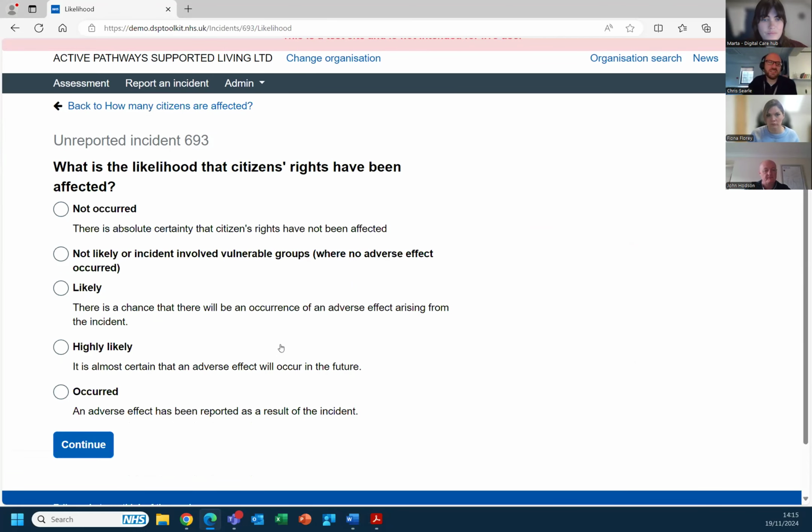Okay, so now we come to the two questions that determine where the incident gets reported to. What is the likelihood that citizens' rights have been affected? So this will depend on what we believe was in the bag, things like if it included service users' details and maybe of their medication, maybe financial details, or perhaps details of empty addresses that might be useful to thieves. That should push this up into maybe the highly likely. In our case, we think that the bag did contain some full personal details about service users and we think it contained financial details as well. So that's going to push it up into the highly likely likelihood in our example here.